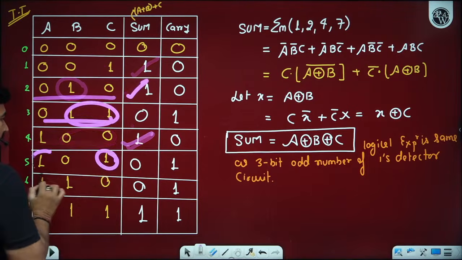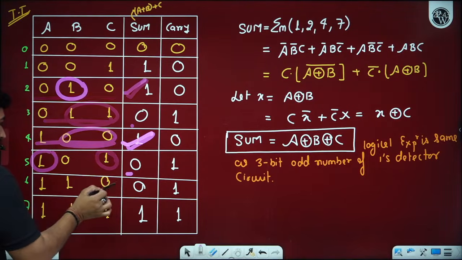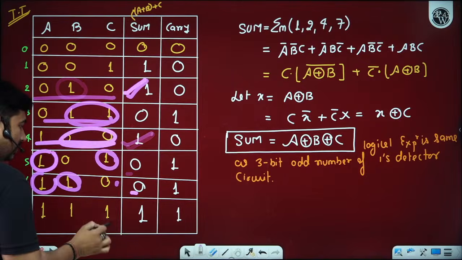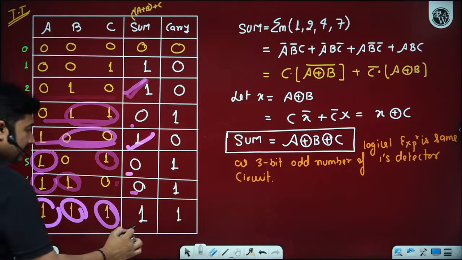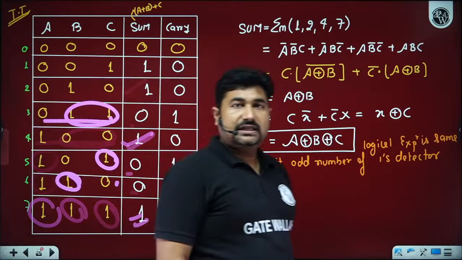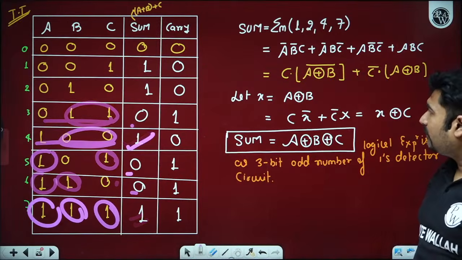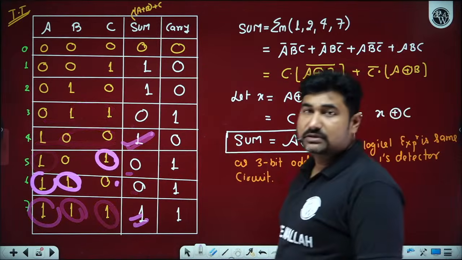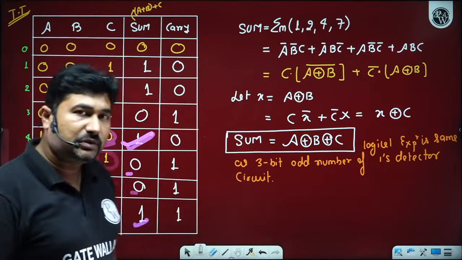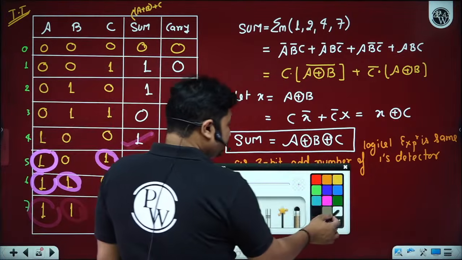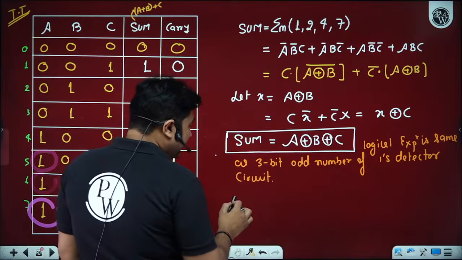Even number of ones are high, 0. Even number of ones are high, 0. Odd number of ones are high, 1. So the logical expression of a 3-bit odd number of ones detector circuit is also A XOR B XOR C only. How many of you are now able to understand? Great. Now please observe the carry.